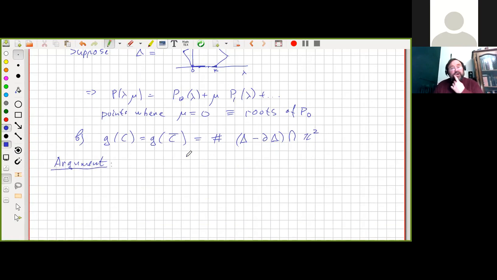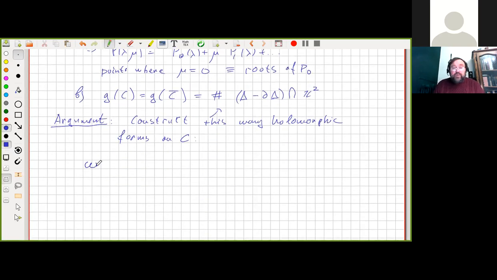And the argument is the following: you can write down explicitly exactly this many holomorphic forms. So we construct this many holomorphic forms on C. One can do it the following way. Let's take the form omega ij, which will be equal to the residue of d lambda d mu over lambda mu, times lambda to the i mu to the j over p of lambda mu.